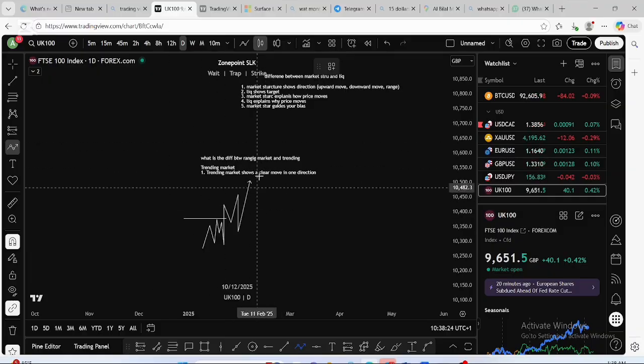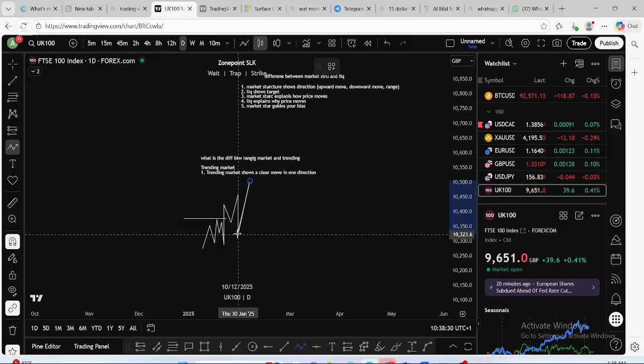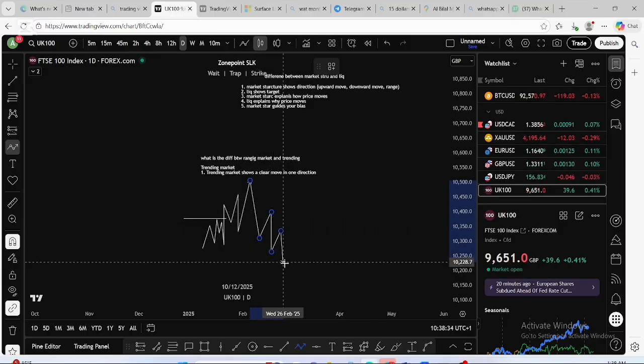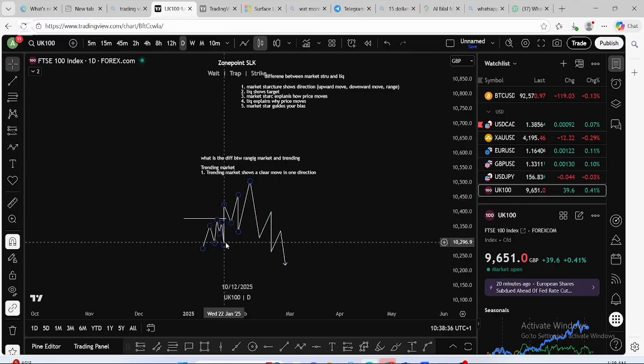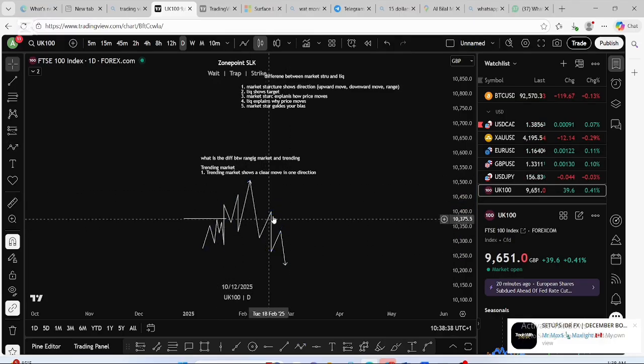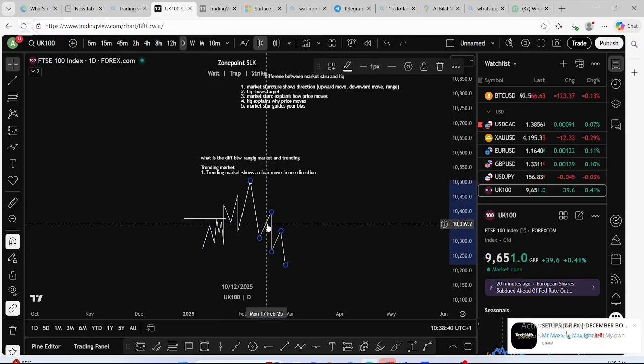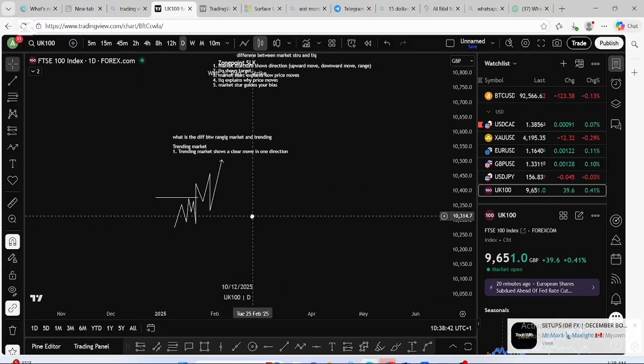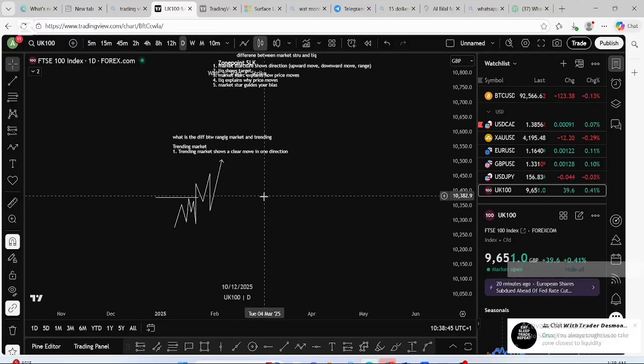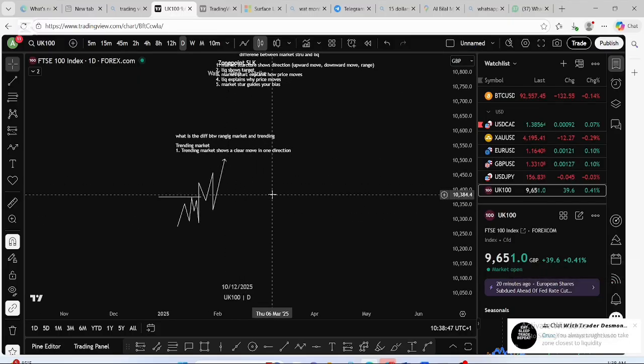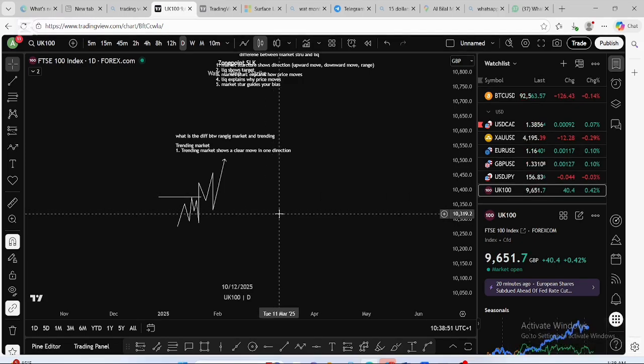And immediately you see the market take out this level here and start doing something like this. It has already changed direction again to a downward move. Everything we are going to explain, but for trending market, the first point is that it shows a clear direction, it shows a clear move in one direction.